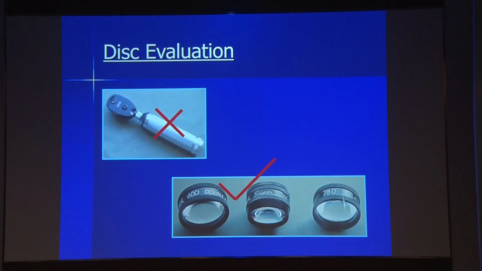Now, whenever you are trying to do a disc evaluation, this is the right way to do it, with either a 78D, a 90D or a 60D lens. Indirect disc evaluation is the way to go, and not direct ophthalmoscopy, because it doesn't afford the stereoscopic view with the direct ophthalmoscope.